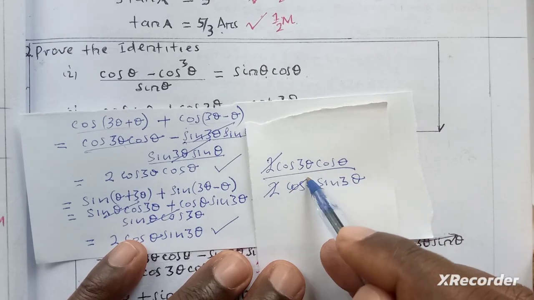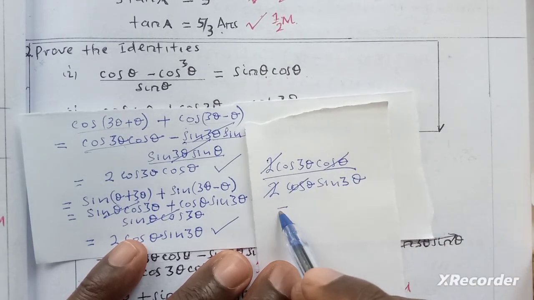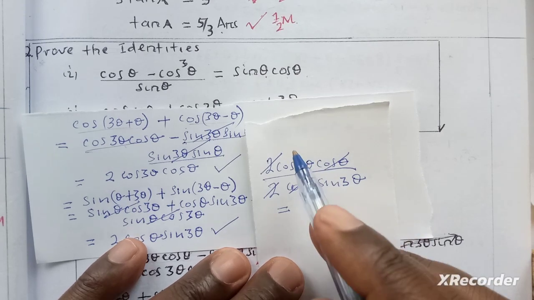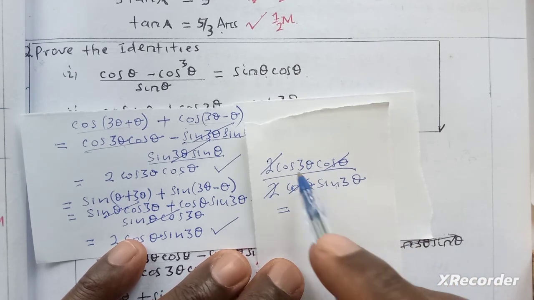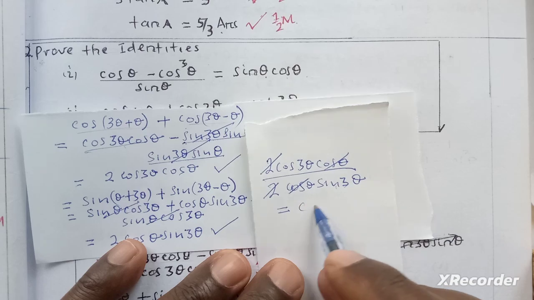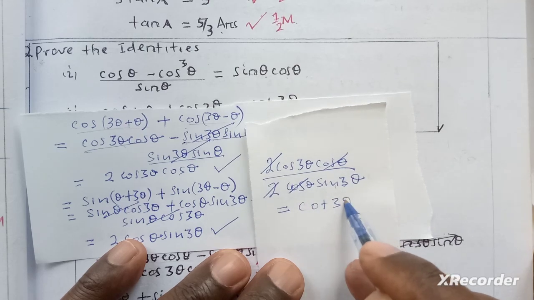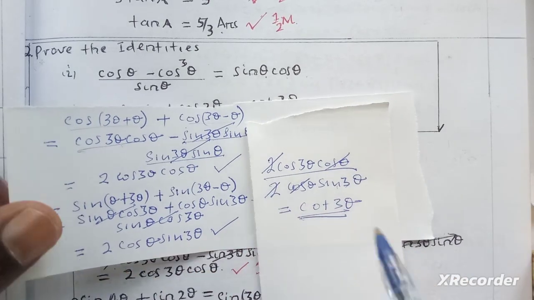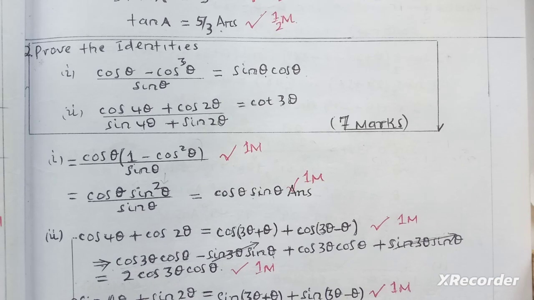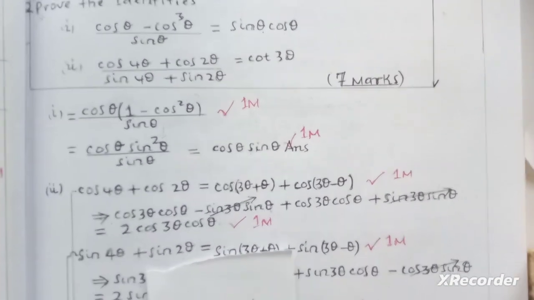Then you can also cancel that and cancel that. So we are left with the reciprocal of tan, which is cot 3 theta. So that's how we get our answer as that. So you can see cot 3 theta there.